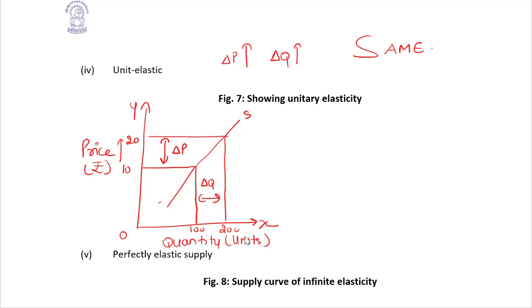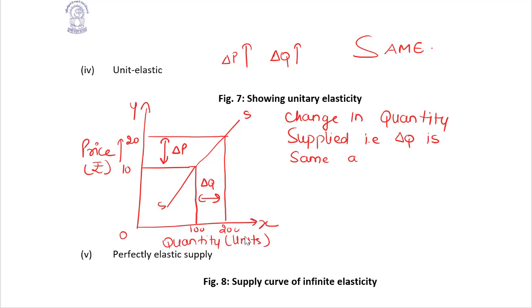This is SS. You can write it over here. Change in quantity supplied, that is delta Q, is same as change in price, that is delta P. Okay, I believe it is clear.